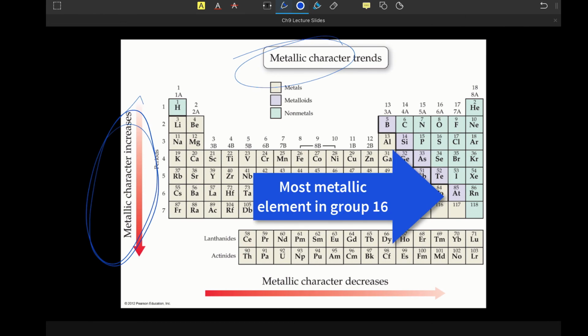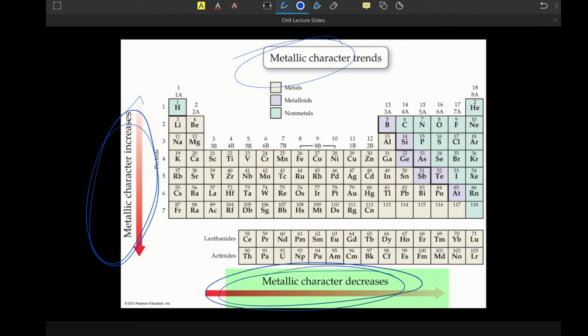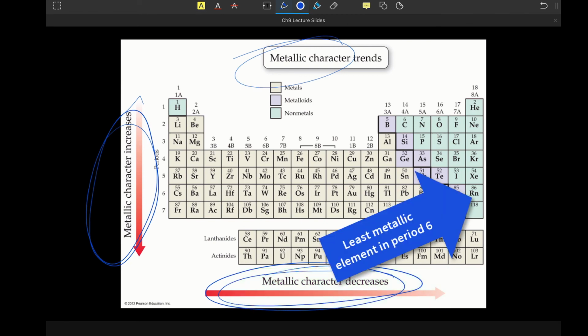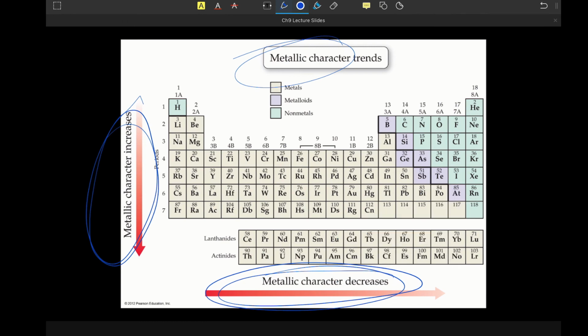That element is more metallic. And here, metallic character decreases, meaning it is less and less metallic as we go across the periodic table, less and less likely to lose electrons, which again goes back to attraction. As we go across the period, we're adding electrons to the same shell. They are more attracted to the nucleus, and the stronger that attraction is, the harder it is to lose those electrons.